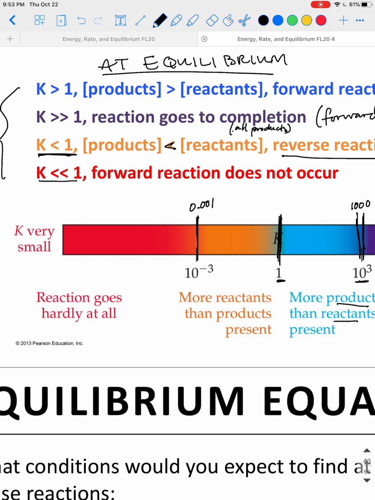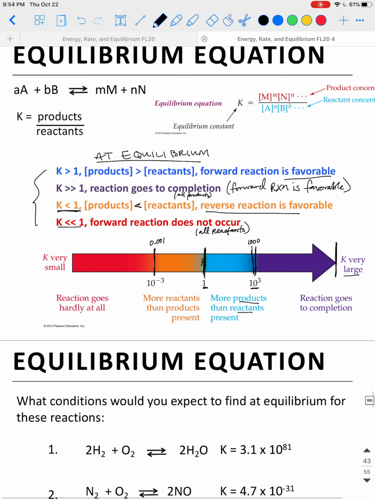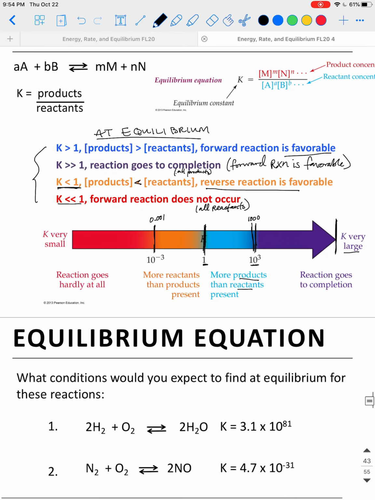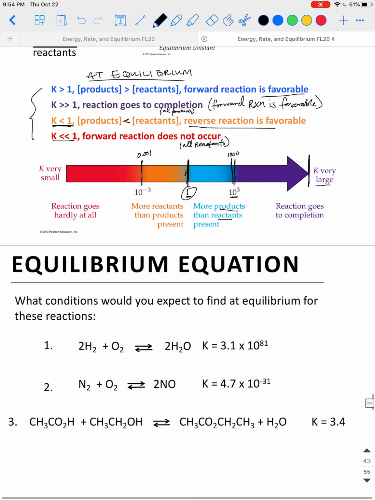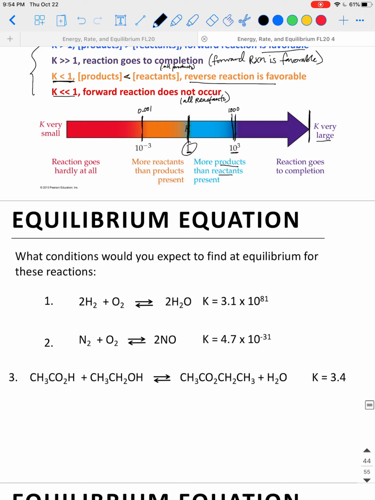Lastly, if K is way, way smaller than 1, less than 0.001, the forward reaction does not occur. You don't have any products at equilibrium. You have mostly all reactants, or a very high concentration of reactants compared to the concentration of products. So that tells us the ratio, right? Do we have more products? Do we have more reactants? Are they pretty similar? If K is a number that's right around 1, then the concentration of your reactants and your products are going to be pretty similar. Not exactly the same, pretty similar.